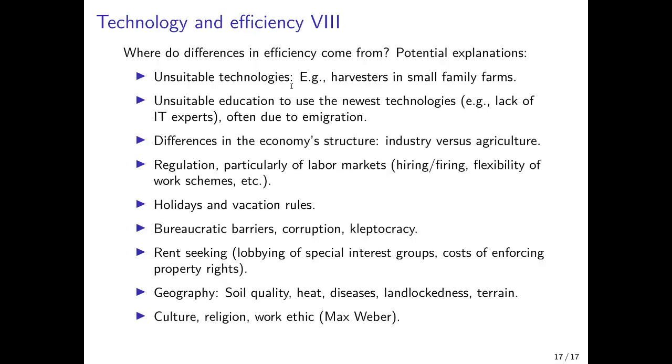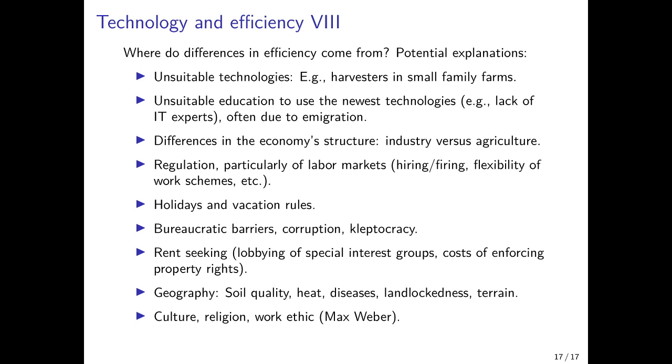Well, since efficiency is such an important contributor to the explanation of cross-country income differences, it's important to think about where the efficiency differences could come from. I already said that unsuited technologies might play an important role. For example, the large harvesters that might be useful in the United States and Canada and so on, but not so much in countries with smaller agricultural farms or family farms. So there the technology might not be useful at all, even if it's present and even if it would be available in principle.